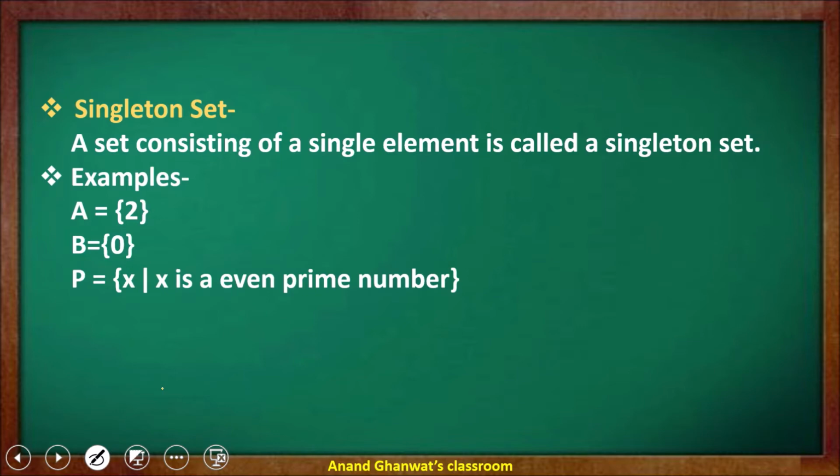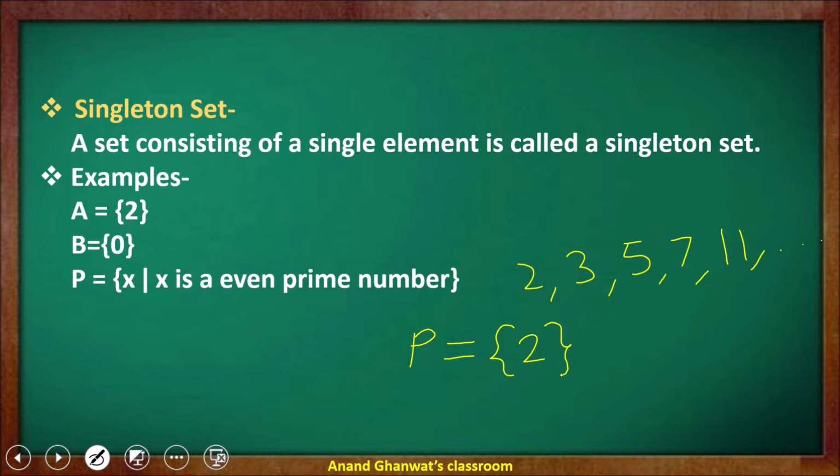We know that there are a lot of prime numbers starting from 2, 3, 5, 7, 11 and so on. But the set P includes only the even prime number. Therefore set P is equal to the element 2 only, which is prime and even also. Therefore the number of elements in set P is only 1, so it is a singleton set.